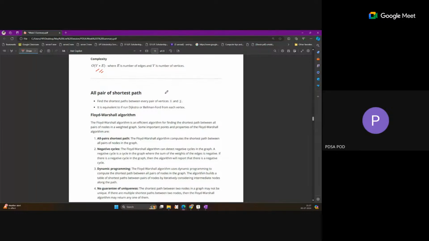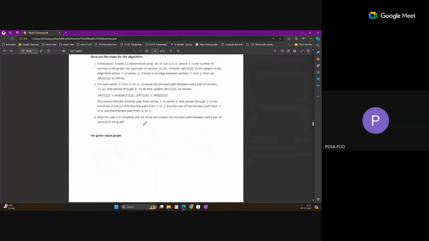Okay, so this is the third algorithm for shortest path, the all pair shortest path. This algorithm returns a shortest path value for each pair i and j. This is equivalent to running Dijkstra or Bellman-Ford on each vertex. So we have a graph with n number of vertices. If we run the Dijkstra algorithm on each vertex as a source, the output we get is the same output we will get from the Floyd-Warshall algorithm. That means we get the shortest path distance for each pair.